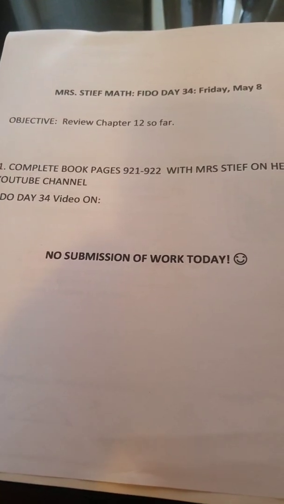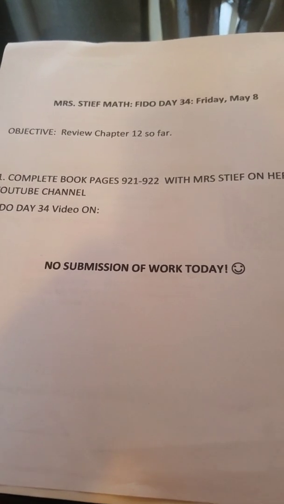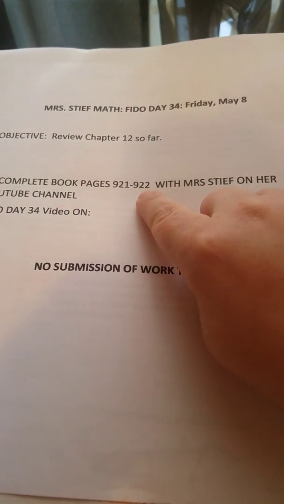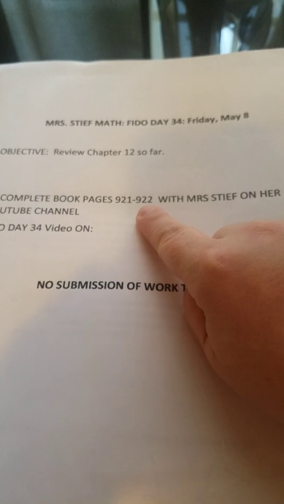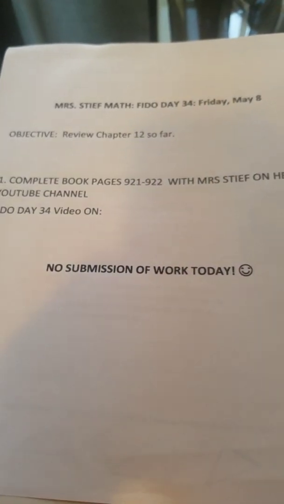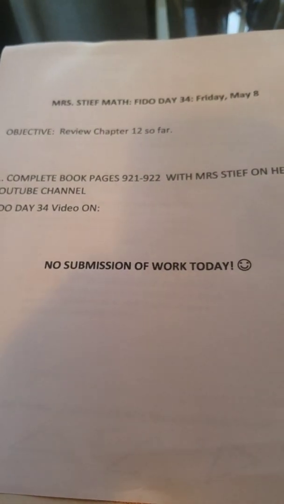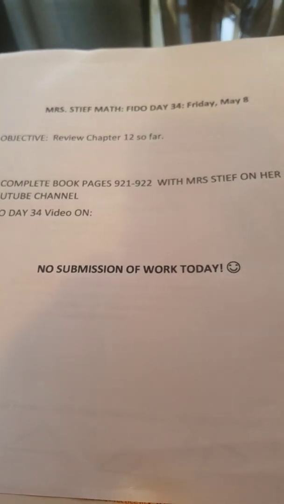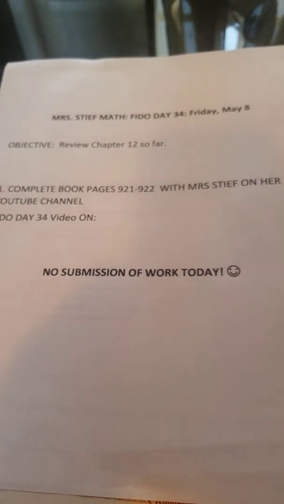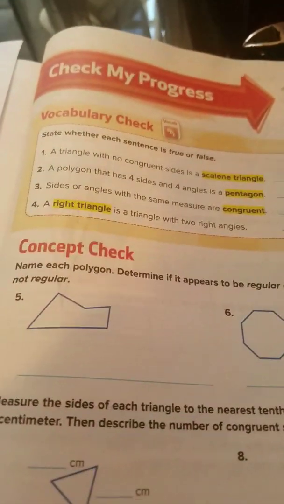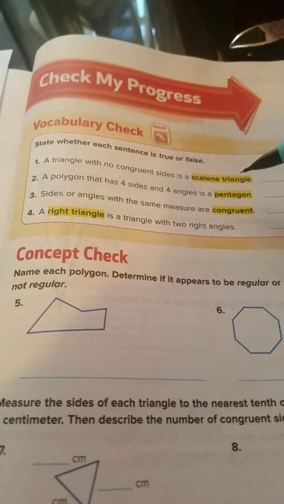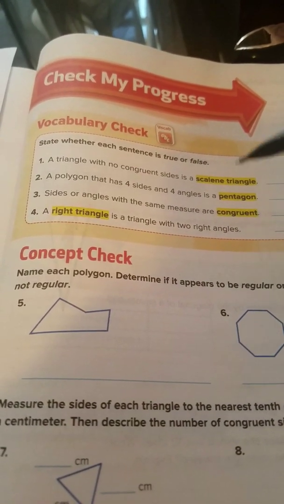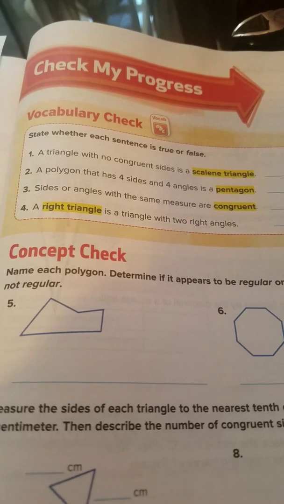We are doing the Chapter 12 review. It's on pages 921 and 922 in your book. So if you will turn to page 921 and 922. If you need to get your book, go ahead and pause the video and grab your book and open it to 921. Here we go. We are looking at vocab words. We're going to say whether it's true or false. And if it's false, we're going to write the correct answer in if we can.